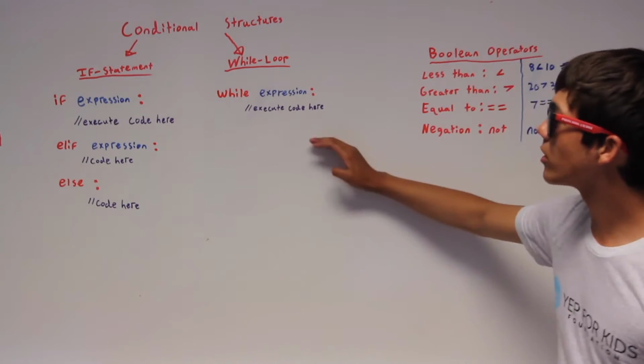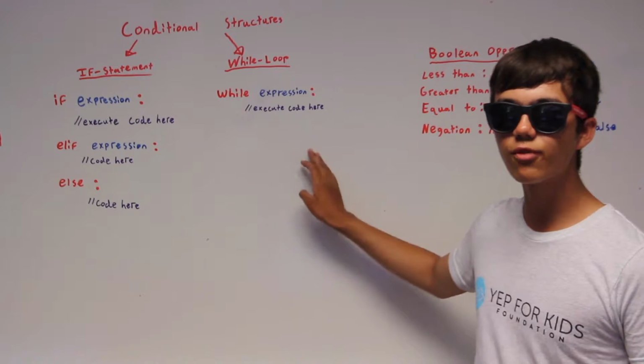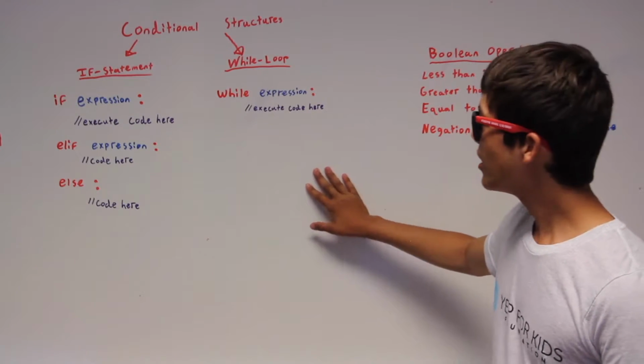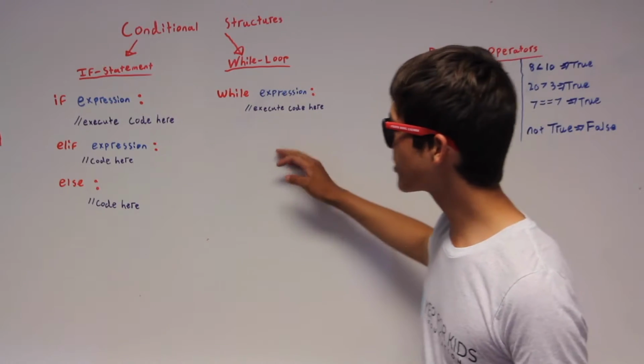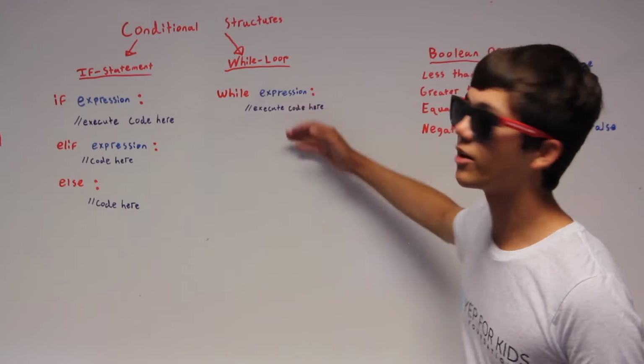Finally, we can get to our while loops. And this has a little bit different format than the if statement. The while loop keeps on executing while a certain condition is true. So for example, while I'm still hungry, keep on eating.